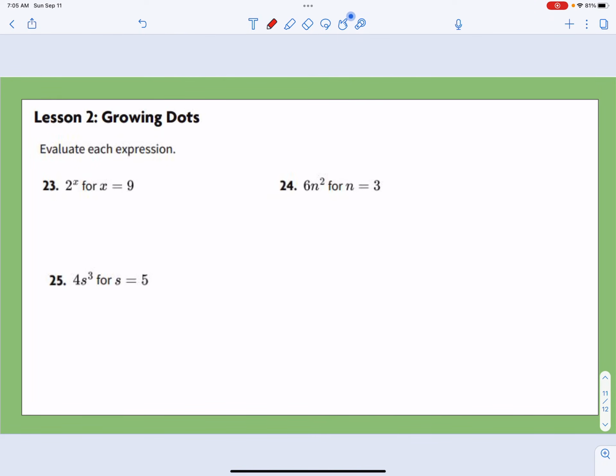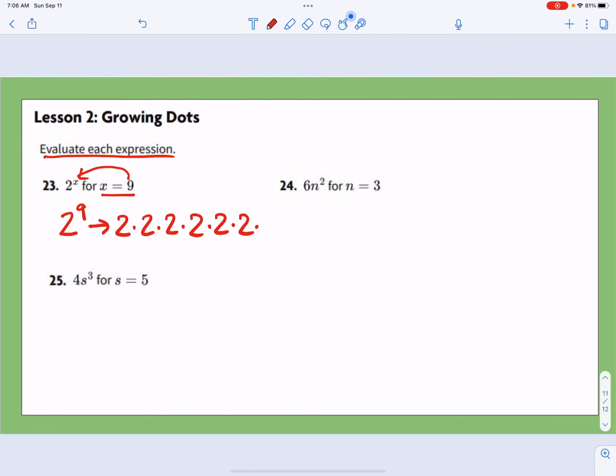All right, now we're going to evaluate the expression, which means take the value they give and plug it into there. So 2 to the x power becomes 2 to the 9th power, which is 2, 3, 4, 5, 6, 7, 8, 9. 1, 2, 3, 4, 5, 6, 7, 8, 9. Lovely. And 2 to the 9th power is something that you always have on the tip of your tongue. Not really. 512.